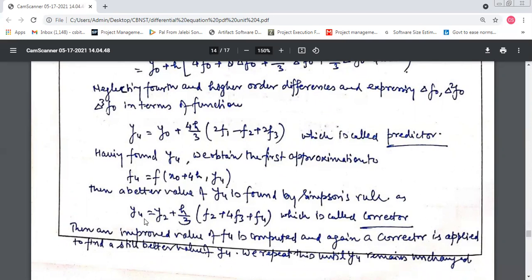So first we apply y4 for the first value, then for the second value, until we get the correct value. First we calculate the value of y4 with this formula, which is the predictor value, and then apply this particular formula, obtained by Simpson's rule, to find the corrected value.